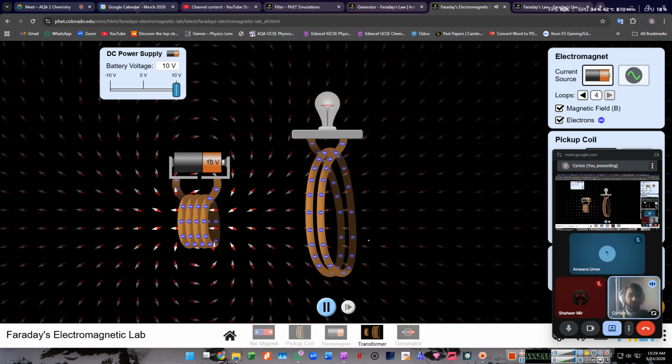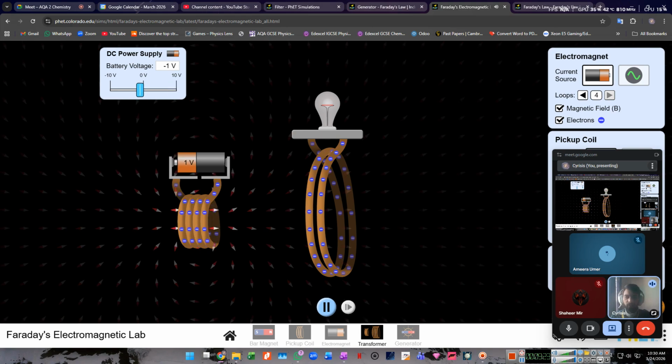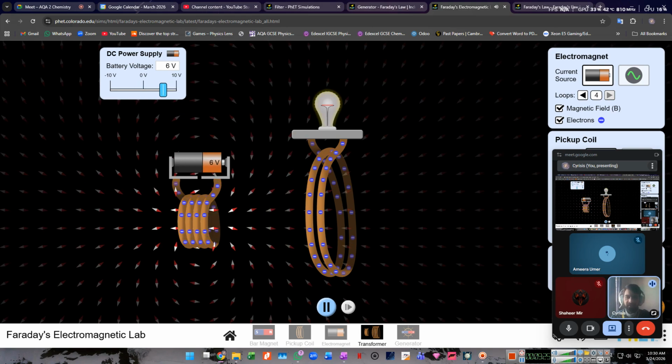Here we have a fixed power, right? It is a battery that is being used, and batteries provide direct current or a single direction current, right? What is a direct current? A current which only goes in one direction. You can see that the current is moving in one direction only. If I reduce the voltage, the power becomes less, right?